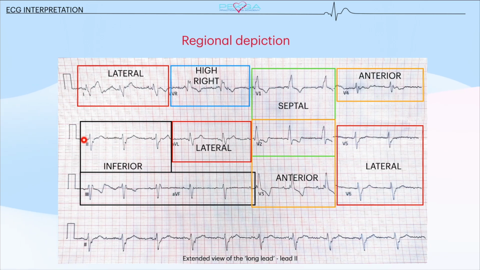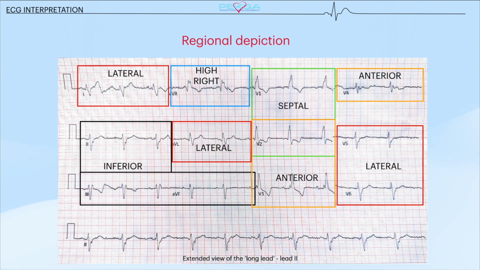So, for example, you want to take a look at what's going on at the bottom of the heart, the inferior segment of the heart. You take a look at leads 2, 3, and AVF. You want to take a look at what's going on with the lateral segments of the heart. You take a look at leads 1, AVL, V5, and V6. Right, anterior portion, that sometimes overlaps with the septal, depending on how you want to look at it. And then you have your septal region, V1 and V2. Also, this is my favorite lead. This is known as the lone wolf lead, or a high right lead, AVR.